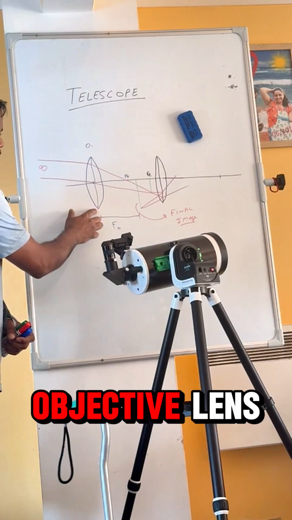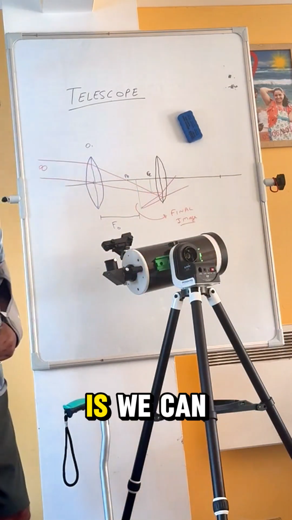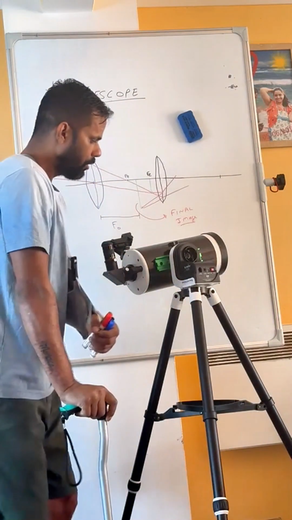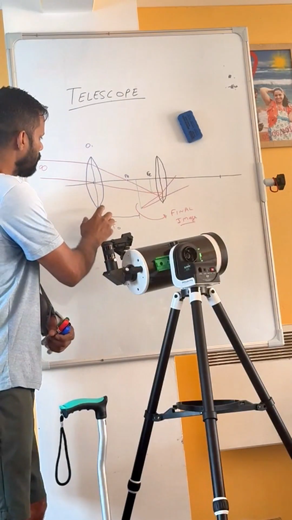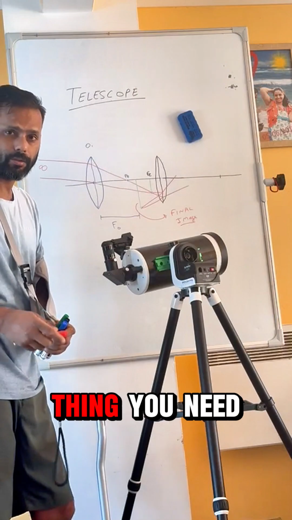This is our objective lens, the front lens. This is the eyepiece, which we can replace. They come in different focal lengths. So here the main thing is called magnification power. That is the first thing you need to look at.